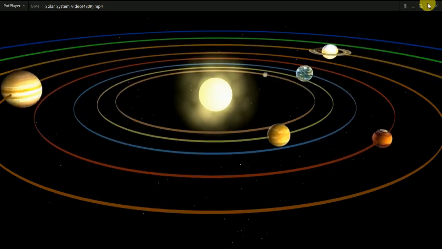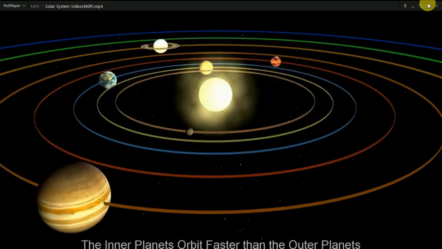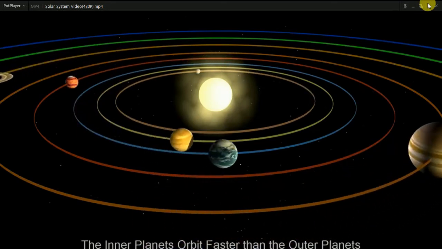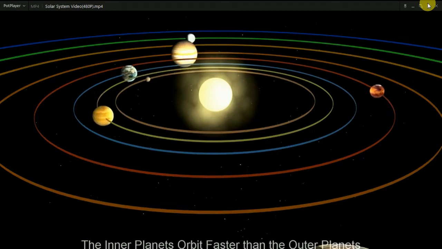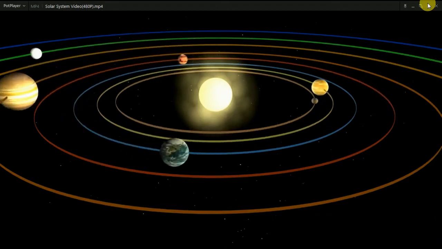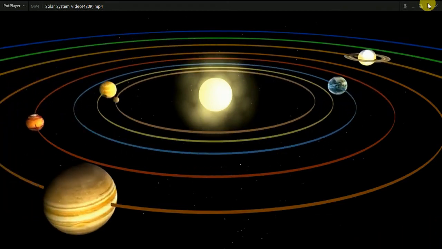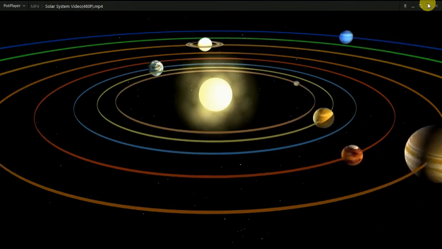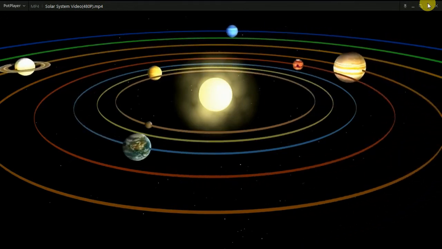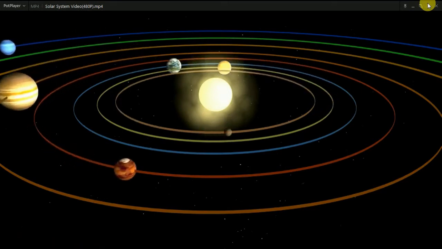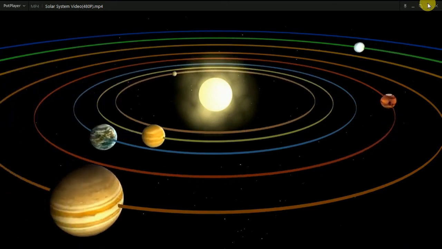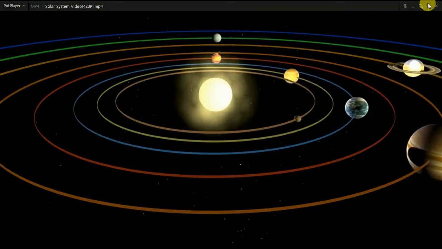You can see the planets are moving on their orbits around the sun. The Earth is the third planet from the sun. The Earth takes 365 days and 6 hours to go around the sun.